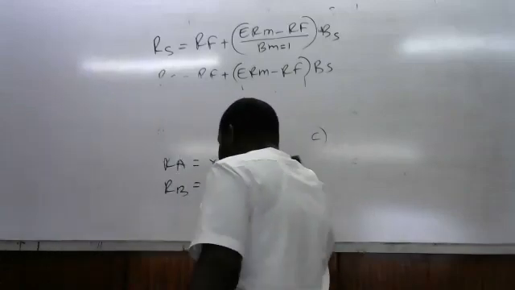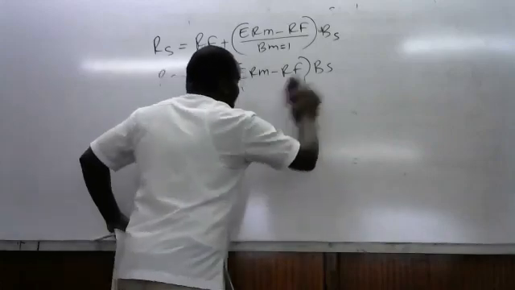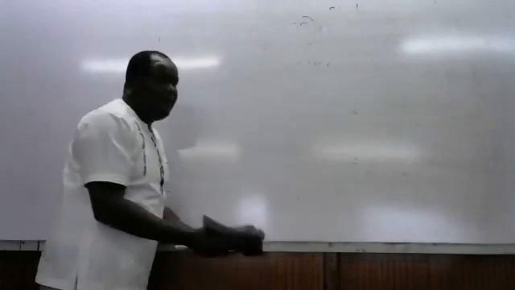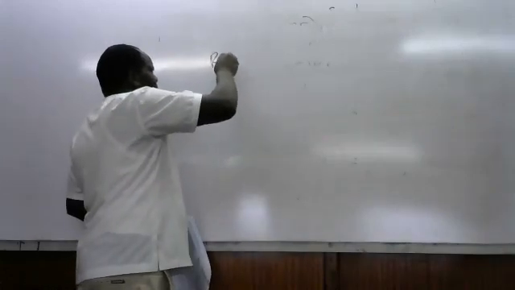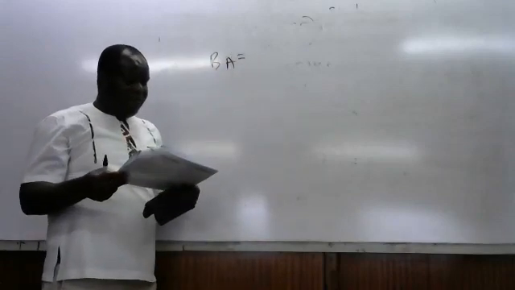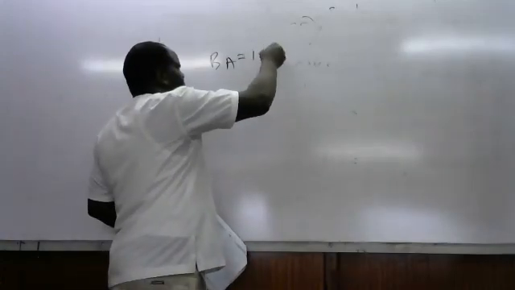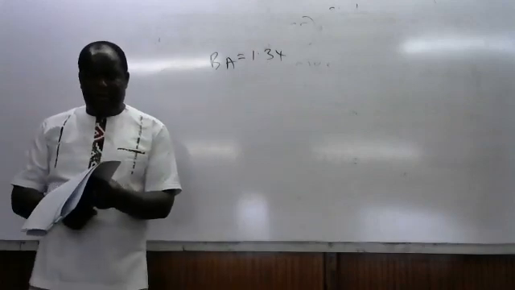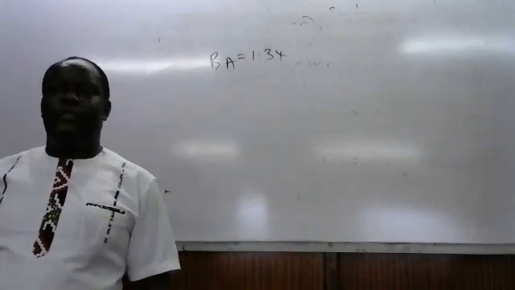So Roman letter 1, we start with beta for security A. We start off with the beta factor for security A. So the beta factor for security A, you can see they have given you 1.34. That is the beta coefficient, which the question has given us for share A. So they want you to interpret that.